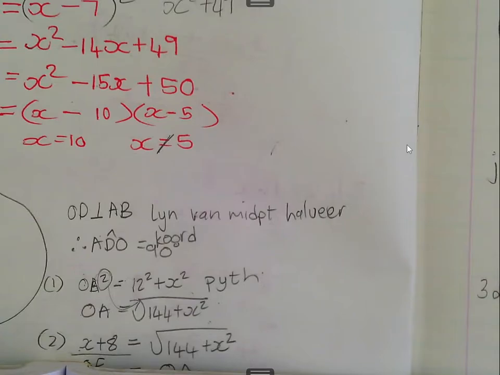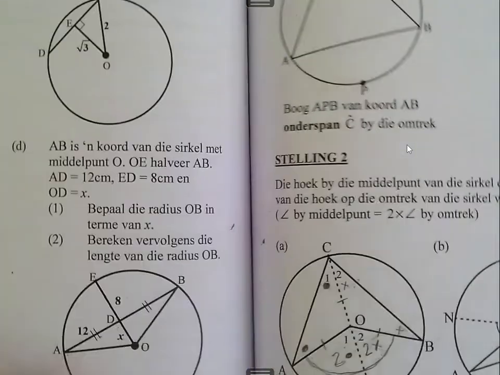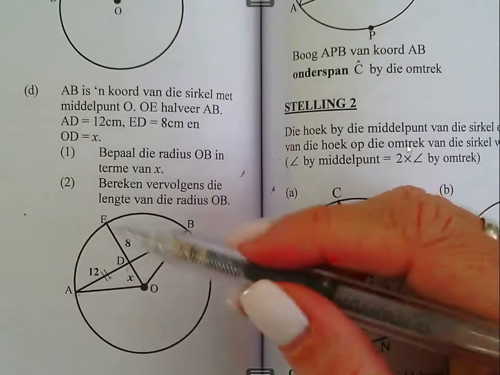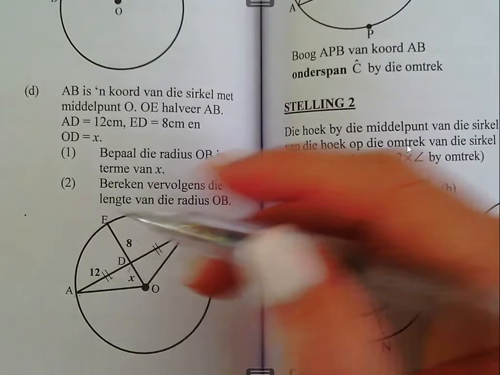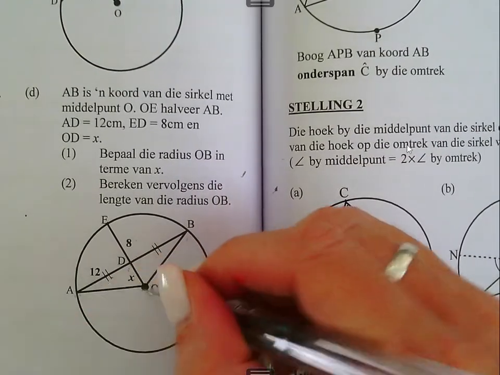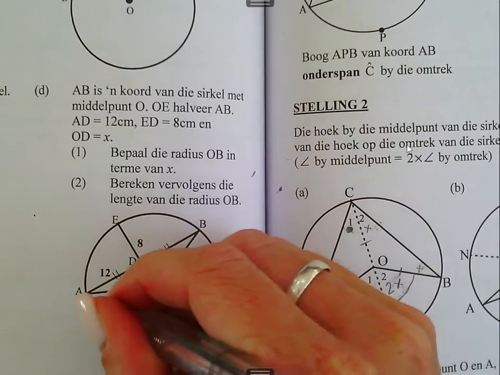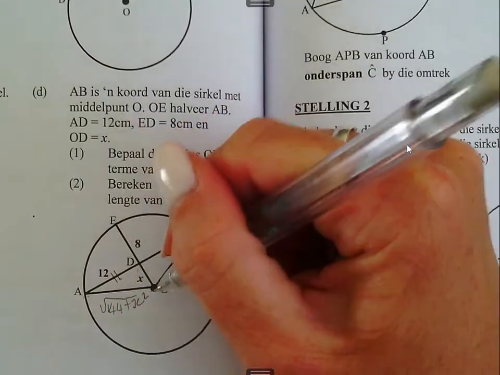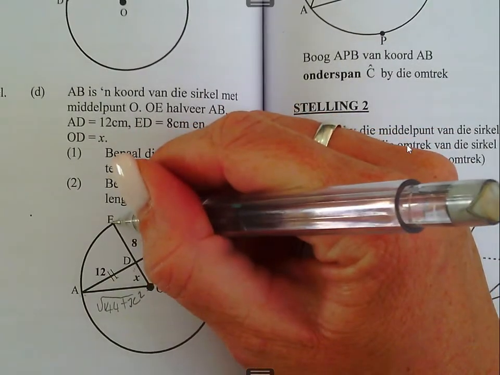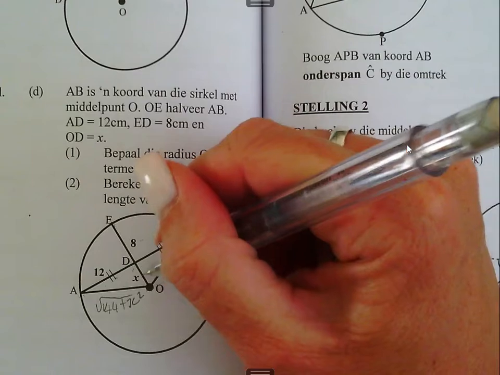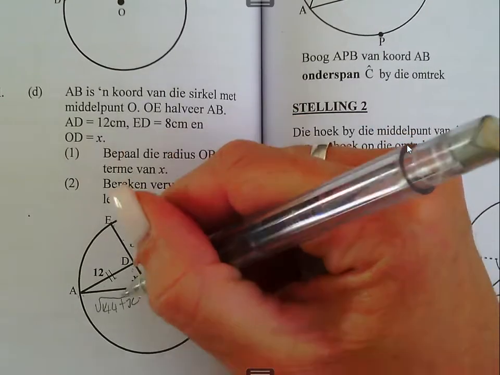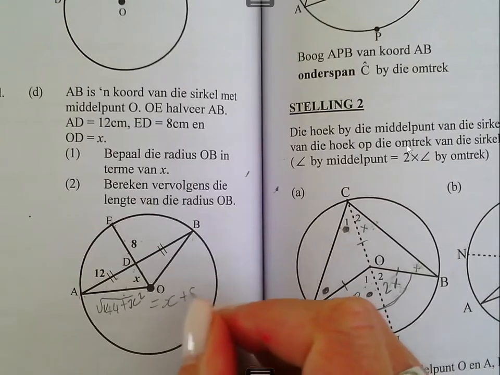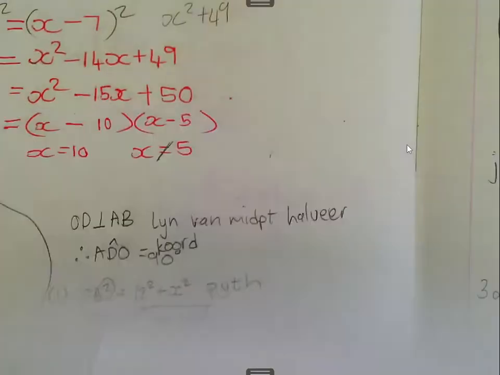Do you understand that? Then the next question asks you to hence solve, to calculate the length of the radius. So that OA I got was the square root of 144 plus x squared. Do you agree with me? OE is also a radius. And that OE is x plus 8. And the two of them are equal to each other. So what we do is we let the two be equal to each other. I want to show you the calculation.